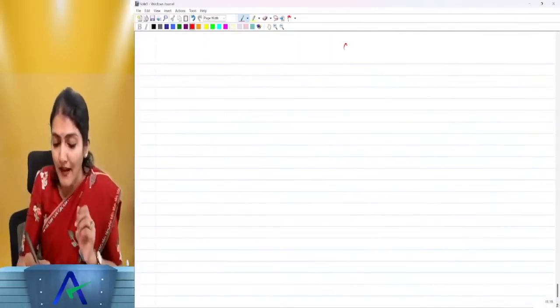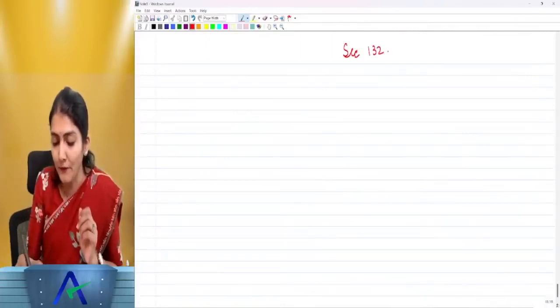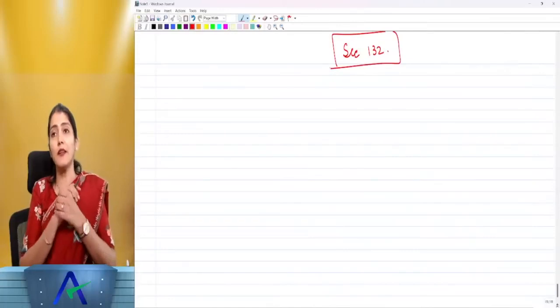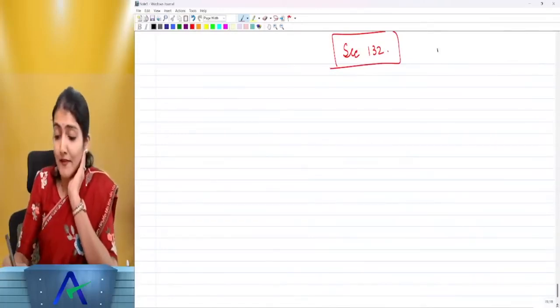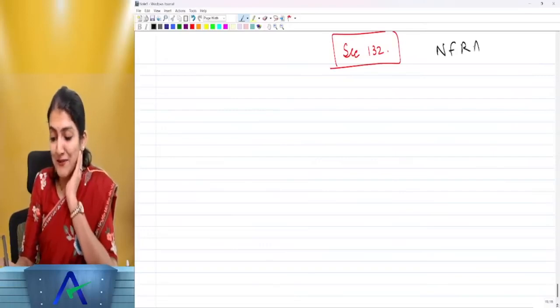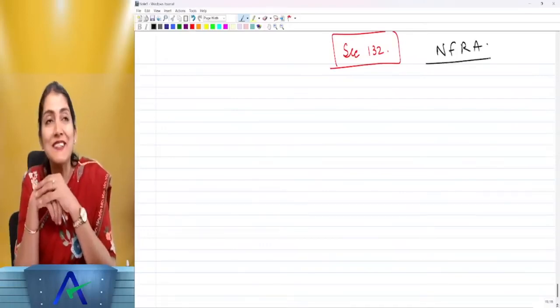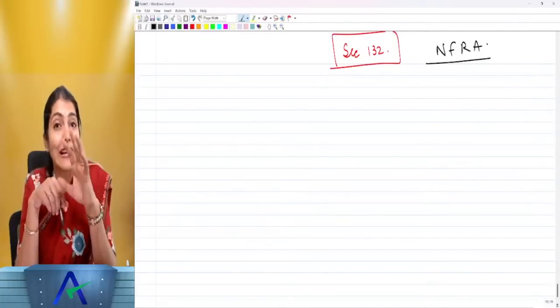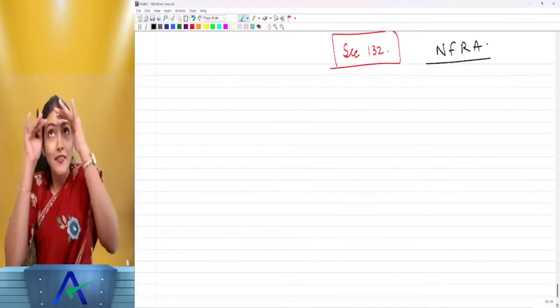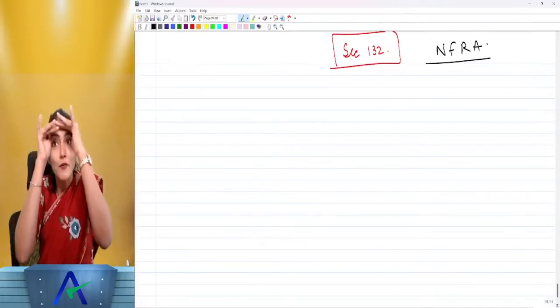Okay, right. Tell me the applicability of section 132. What is the applicability of section 132? You will say, ma'am, basic fundamental question we should know first. NFRA, the National Financial Reporting Authority. Which companies and auditors of which companies come under the lens of the NFRA? NFRA is watching you.